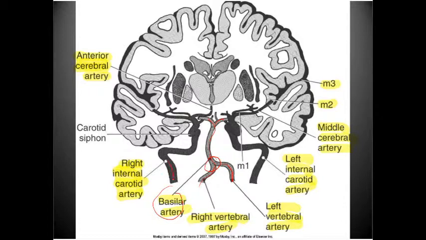On the other hand, we've got the right and the left internal carotid artery, which go up and then come together in the anterior cerebral artery. So while the vertebral arteries meet very much lower to form the basilar artery, the left and right internal carotids actually come together to form the anterior cerebral artery. We also have the middle cerebral arteries, and we have M2, M3, which is just further branching of the middle cerebral artery.